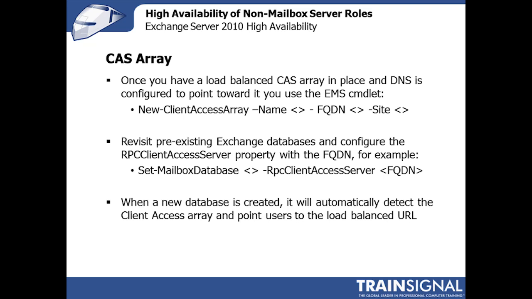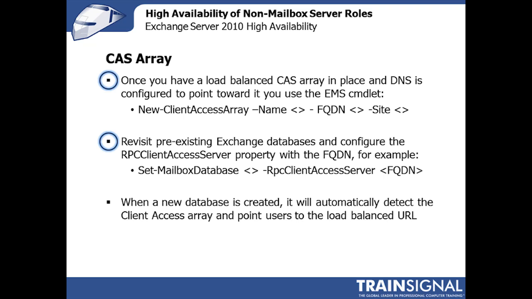We set up our CAS array from the Exchange Management Shell. Once we have load balancing in place and DNS is configured, we use the Exchange Management Shell cmdlet New-ClientAccessArray. We provide the name, the FQDN, and the site. At that point, in our case, we have pre-existing Exchange databases. And so when you change your setup with a CAS array, you have to revisit pre-existing Exchange databases and configure the RPC client access server property with the new FQDN. So in that case, you would use Set-MailboxDatabase, the name of the database, and then -RpcClientAccessServer with the FQDN. And we're going to demonstrate both cmdlets so that you can see how this works.